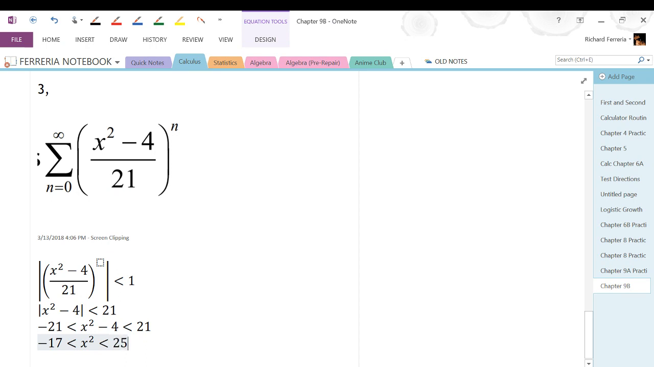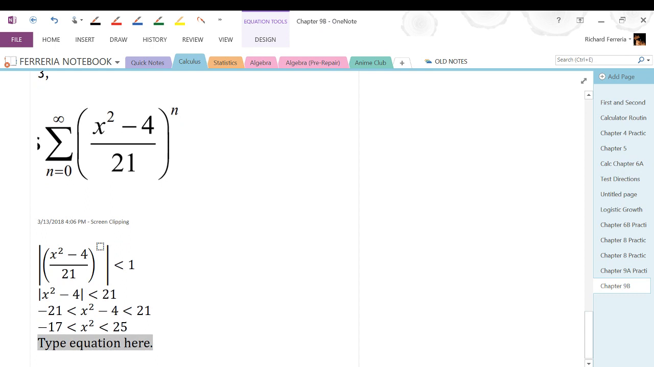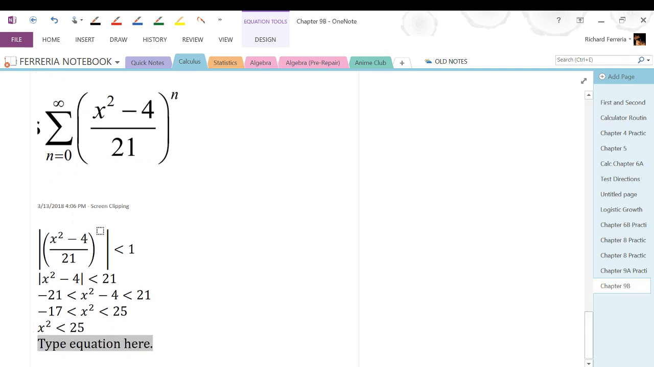Is that right? Okay. And then we're going to note that x squared is always greater than 0. So what we're saying is basically the x squared just needs to be less than 25. Now we take the square root, and the absolute value of x needs to be less than 5.